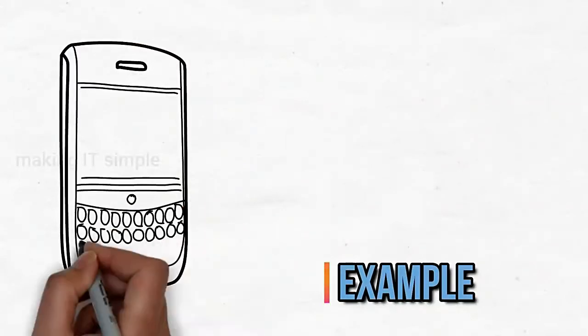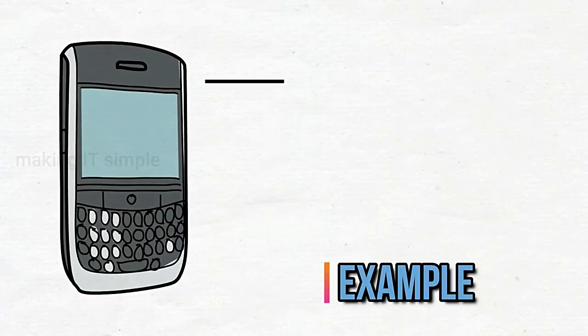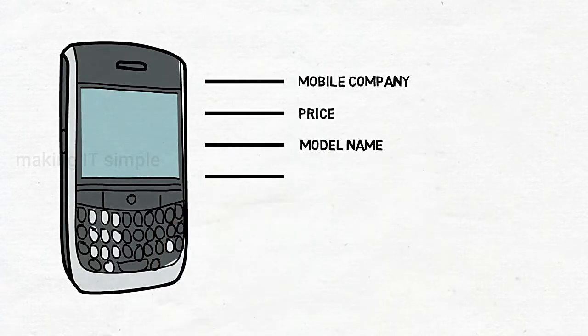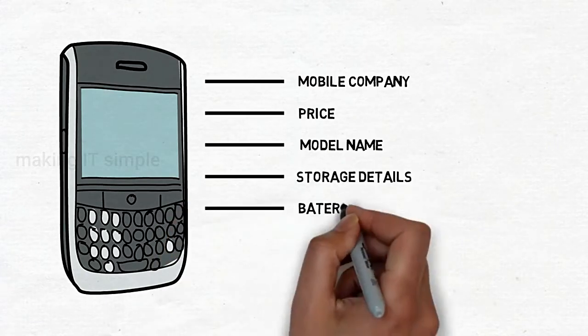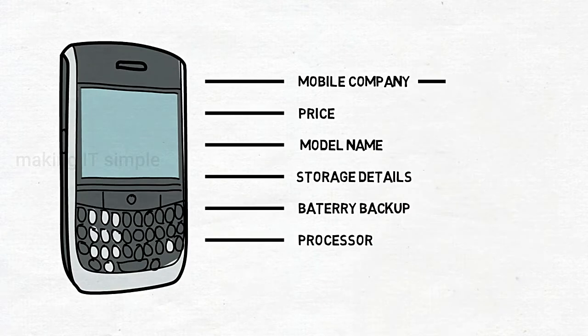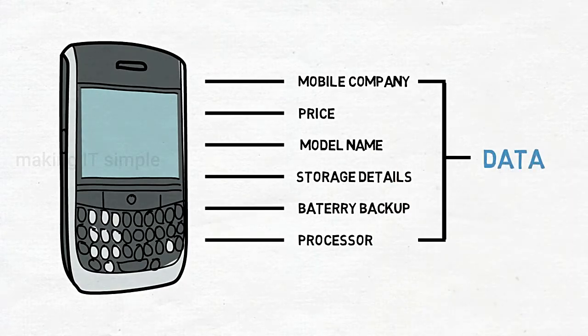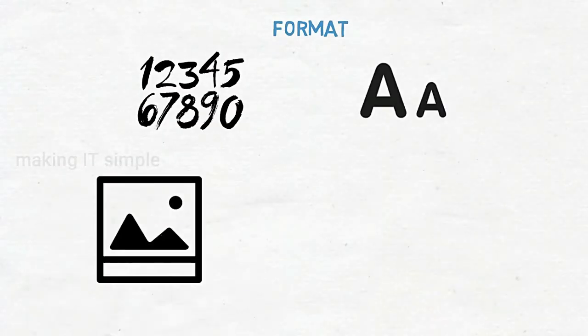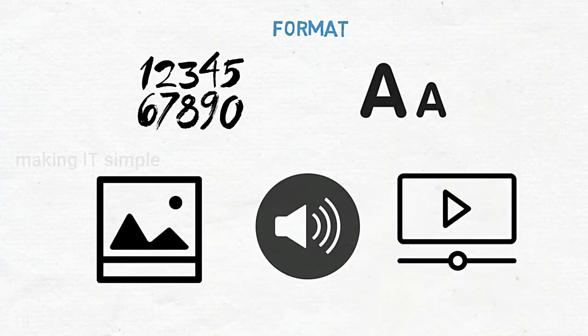Let us consider another example, say mobile: the company who built the mobile, price of the mobile, model name, information about storage, battery backup, processor, etc. So this all is the data about the mobile. Data can be in many formats, like numbers, texts, pictures, audio, video, etc.